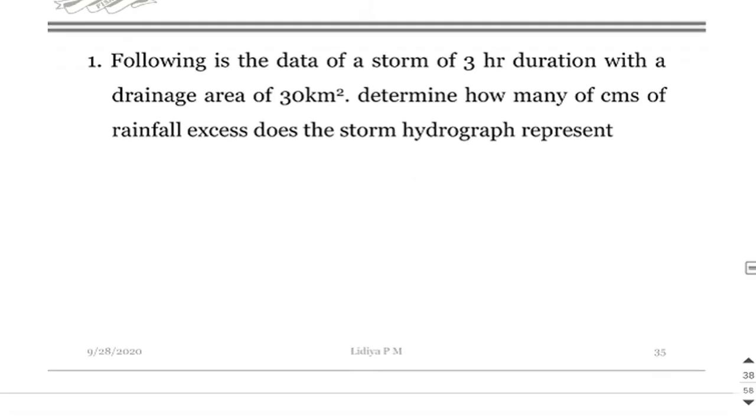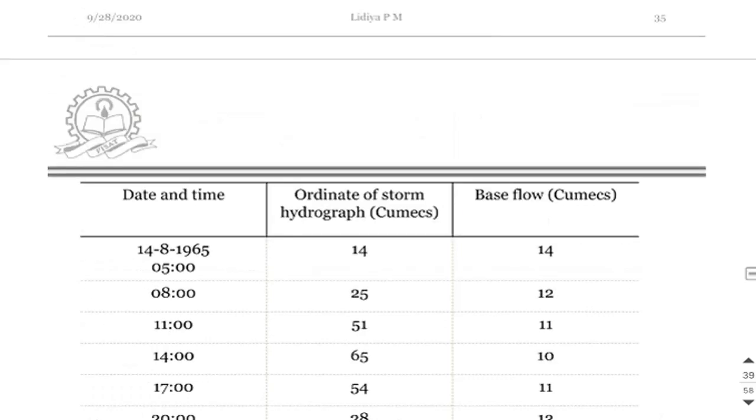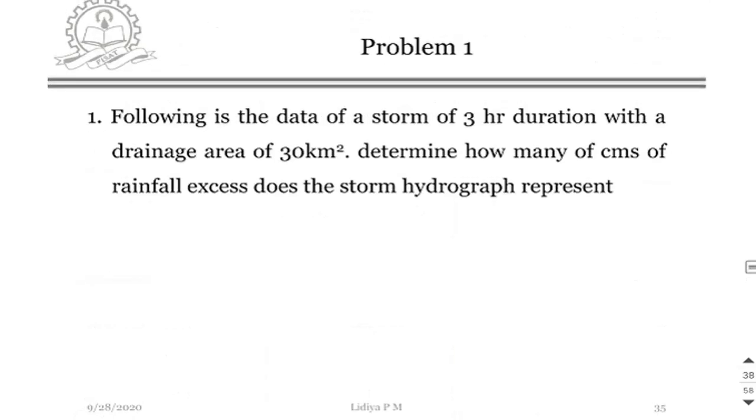So these are the data given. Then date and time are given, then ordinates of the storm hydrograph are given, and base flow is also given. First we'll look at the question. It's a 3-hour duration storm, and the drainage area is 30 kilometer square. We have to find out the rainfall excess in centimeters.